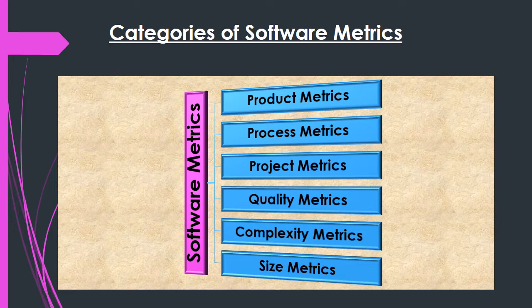Now these software metrics are categorized into different types: product metrics, process metrics, project metrics, quality metrics, complexity metrics, and size metrics. Because in the development process of a software, we talk about many things, like the product, the process and the project, the quality of the software product we are developing, the complexity of the particular product, and the size. So all these things are measured with the help of these software metrics, and we'll talk about each one of them in detail.